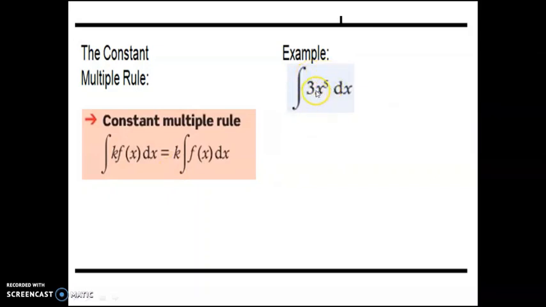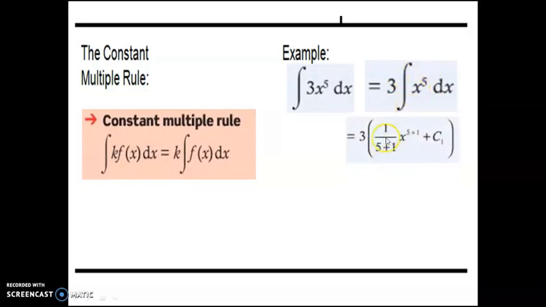You have an integral of this. Here's a function x to the 5th. Here's a 3 here, that constant in front, or a coefficient. We can bring that coefficient out like that and just worry about finding the integral of that. And the integral of that, using our basic power rule, is this. Again, you don't have to write the 5 plus 1. You can go straight to knowing that this is x to the 6th.